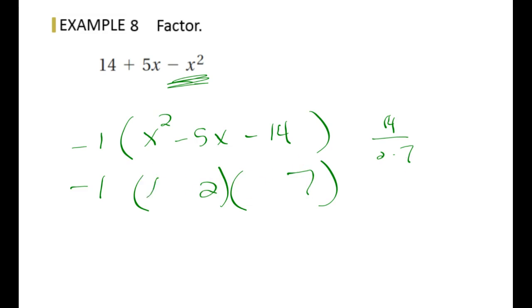Doesn't matter if I go 7 and 2 or 2 and 7. X and x gives me the x squared. Signs are different. The larger term is negative. So I'll put the negative with the 7, forcing the 2 to be positive.